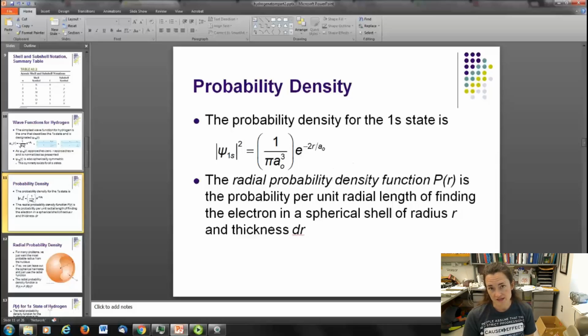Now, if you just want to know, for example, an average or most probable distance from the nucleus for your 1s state, which might be something you're interested in, then it's best to work with the radial component, because the spherical harmonic doesn't change things too much for that. What you're really interested in is the radial probability density function, which they call P of r. It's the probability per unit radial length of finding the electron in a spherical shell of radius r with a thickness dr. So that gives that to you.